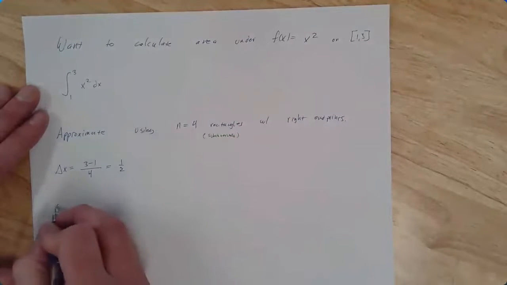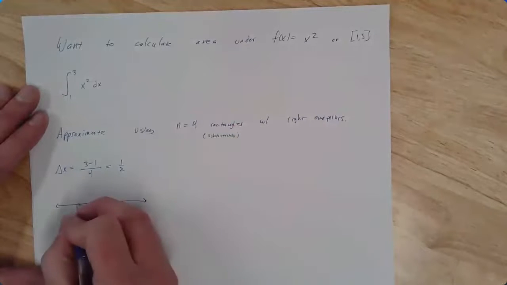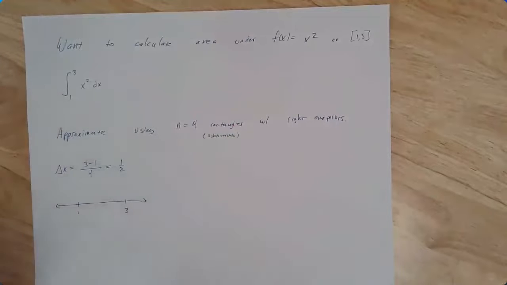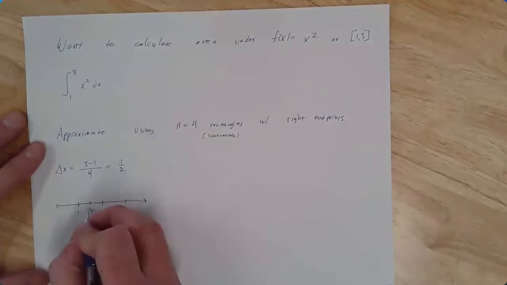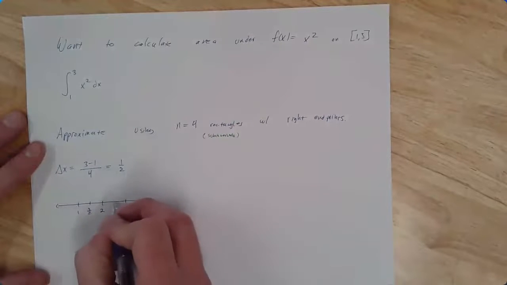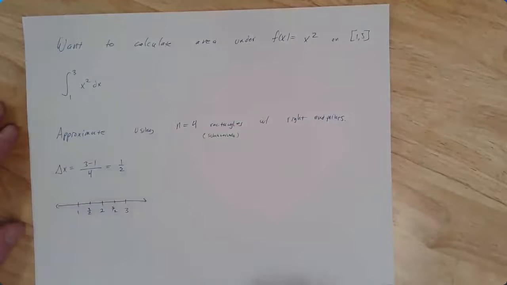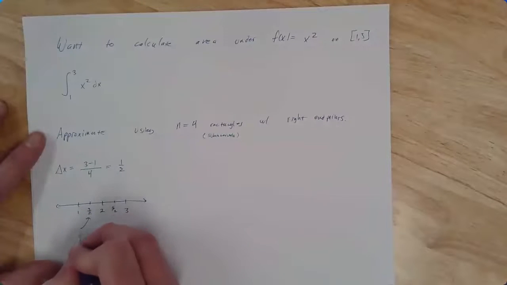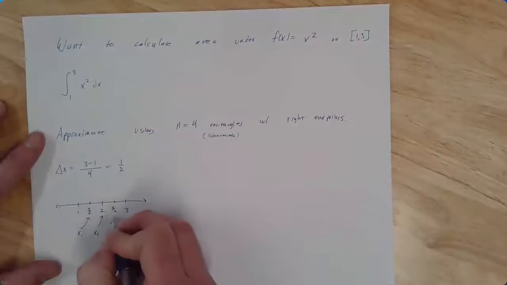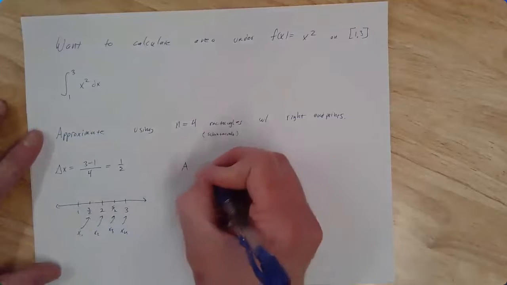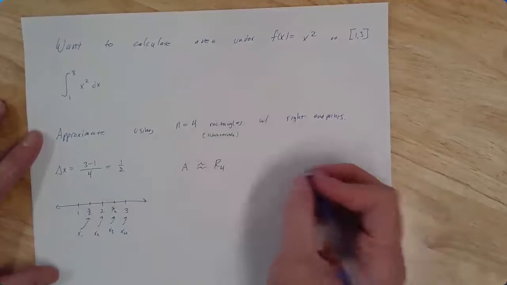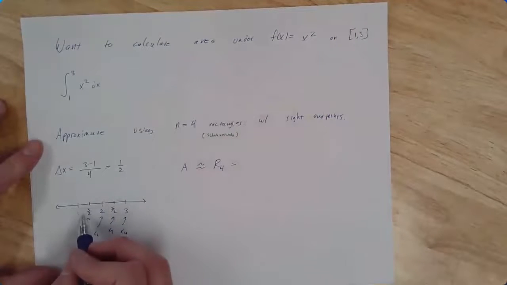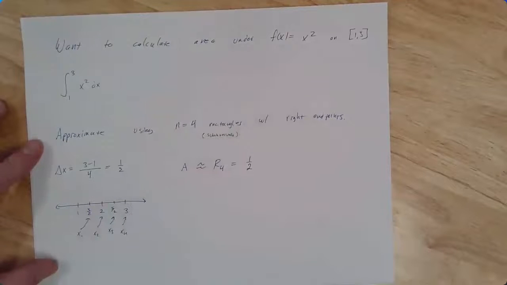And then I like to draw a picture. I said I wouldn't draw a picture. I lied, just a little one. So we're going from 1 to 3, and each subinterval has a length of 1/2. So the next one is at 1.5 or 3 halves, and the next one's at 2, and then 2.5, which is 5 halves, and then 3. Each of these right endpoints is what we're going to plug in to help us find the area. So the area is approximately R4, right endpoints using 4 subintervals. And the base of each of these rectangles is delta x, which is 1/2.